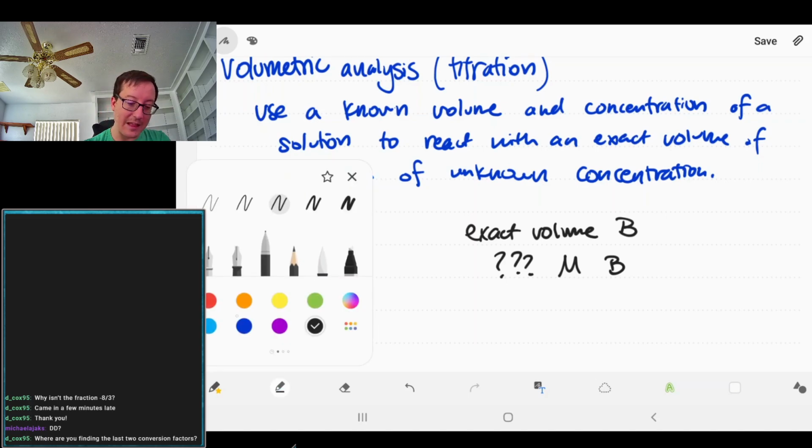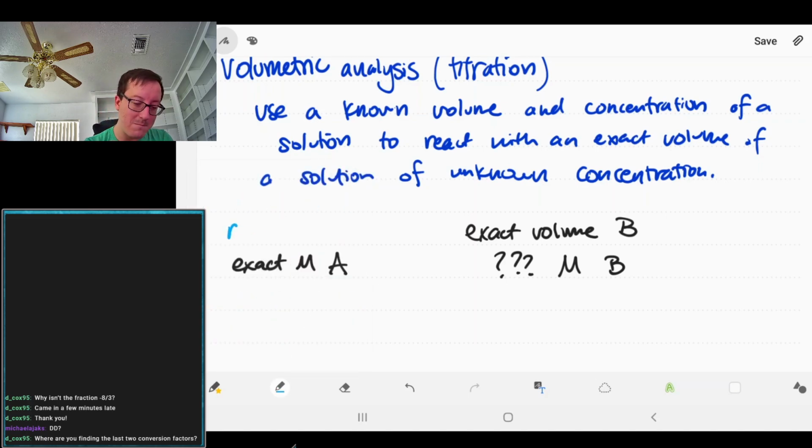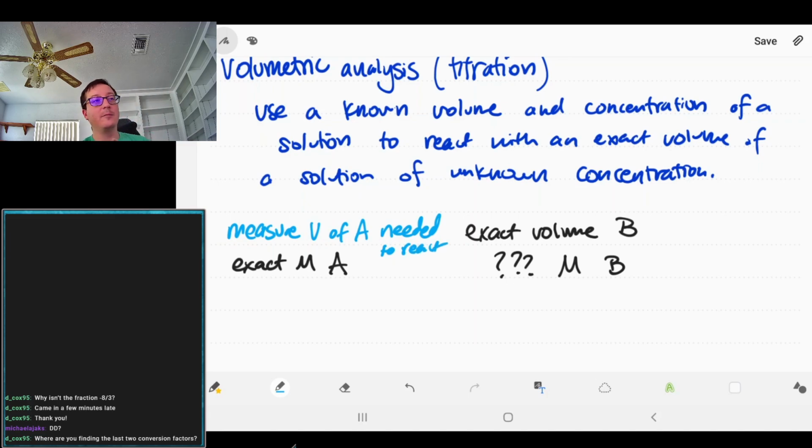And so, laboratory-wise, we will measure the volume of A needed to react. Very often these reactions do have 100% yield or very close to it, and so we can kind of skirt around it. But by knowing these two exactly, and by measuring very precisely how much volume of A we had, we can figure out the concentration of B with good accuracy.